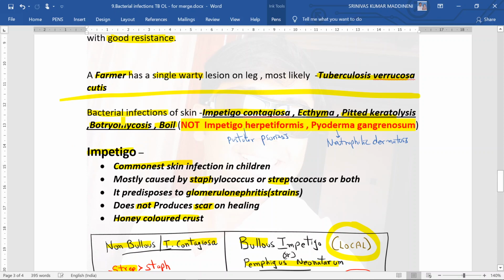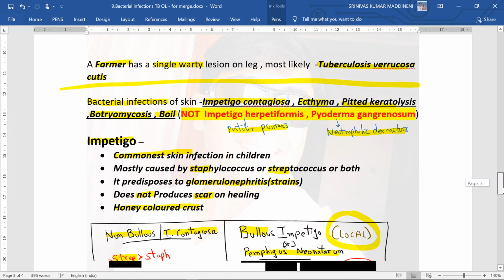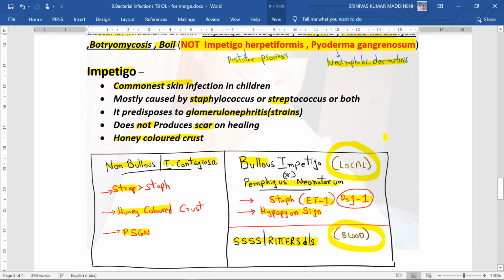Now we'll discuss other bacterial infections. Impetigo contagiosa, ecthyma, pitted keratolysis, botryomycosis, boil: all these are bacterial infections. Remember, impetigo herpetiformis and pyoderma gangrenosum are not bacterial infections. Impetigo herpetiformis is in fact pustular psoriasis of pregnancy, also called von Zumbusch disease, and pyoderma gangrenosum is a kind of neutrophilic dermatosis. Impetigo is the commonest skin infection in children, mostly caused by either staph or strep.